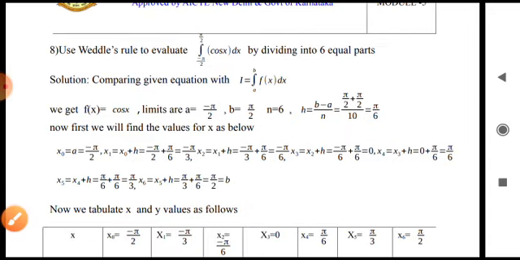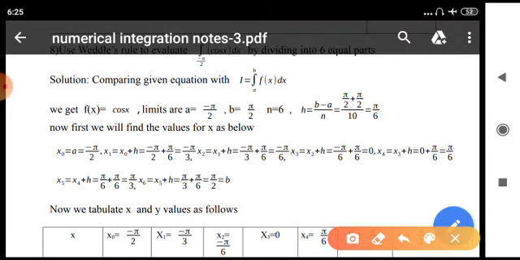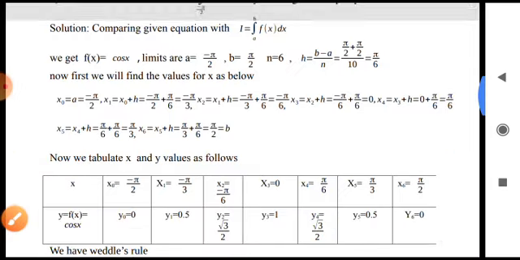Now first we will find the values of x as below. x0 as usual is a, which is minus pi by 2. x1 is x0 plus h, minus pi by 2 plus pi by 6, which is minus pi by 3. x2 is x1 plus h, minus pi by 3 plus pi by 6, which is minus pi by 6. x3 is minus pi by 6 plus pi by 6, which will be 0. x4 is 0 plus pi by 6, which is pi by 6. x5 is pi by 6 plus pi by 6, that is 2 pi by 6, which is pi by 3. x6 comes out to be pi by 2, which is the upper limit b.